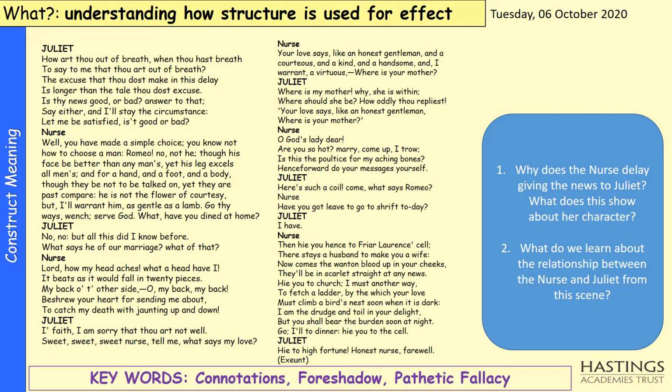What do we learn about the relationship between the nurse and Juliet from this scene? So we learn that they are very close. Obviously Juliet has confided in the nurse. Nobody else knows that she's going to marry Romeo. She's only told the nurse, and the nurse has helped her to organise it. That shows that they're very close. Also, the way they talk to each other, with all the teasing and the informal way they speak to each other, shows us how close their relationship is.